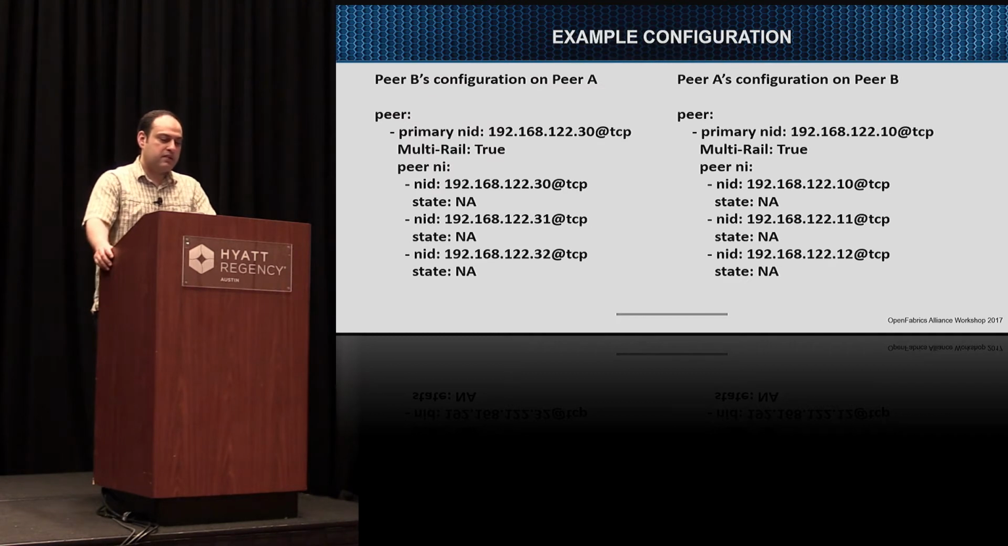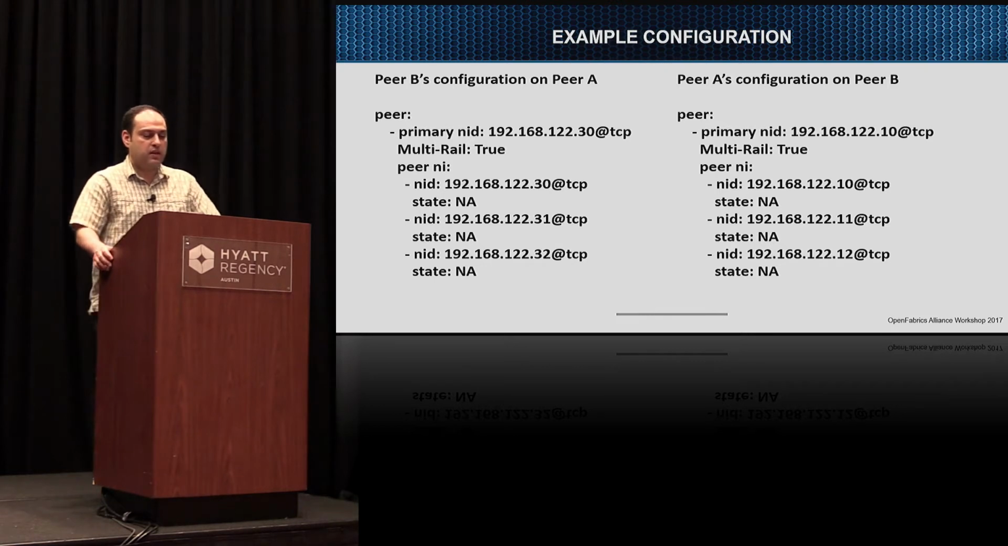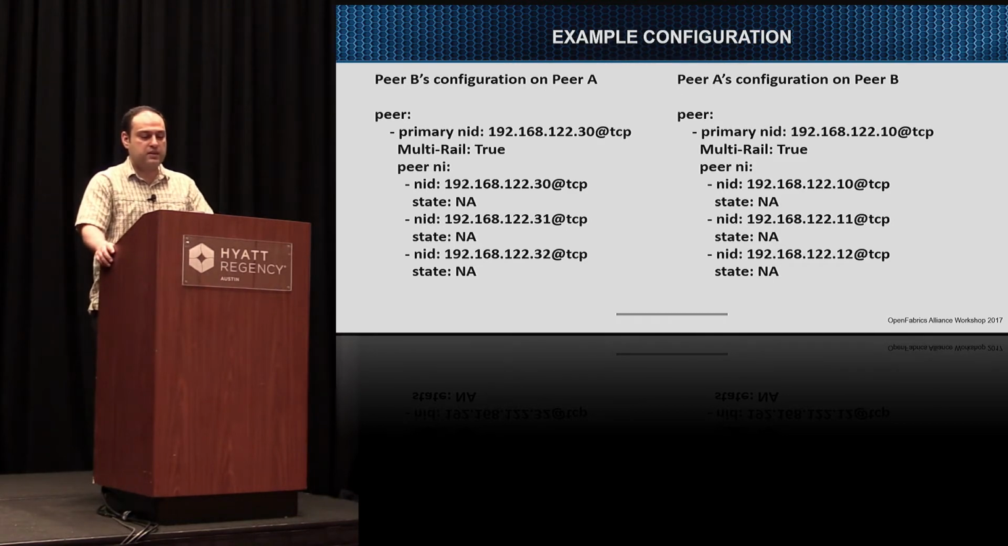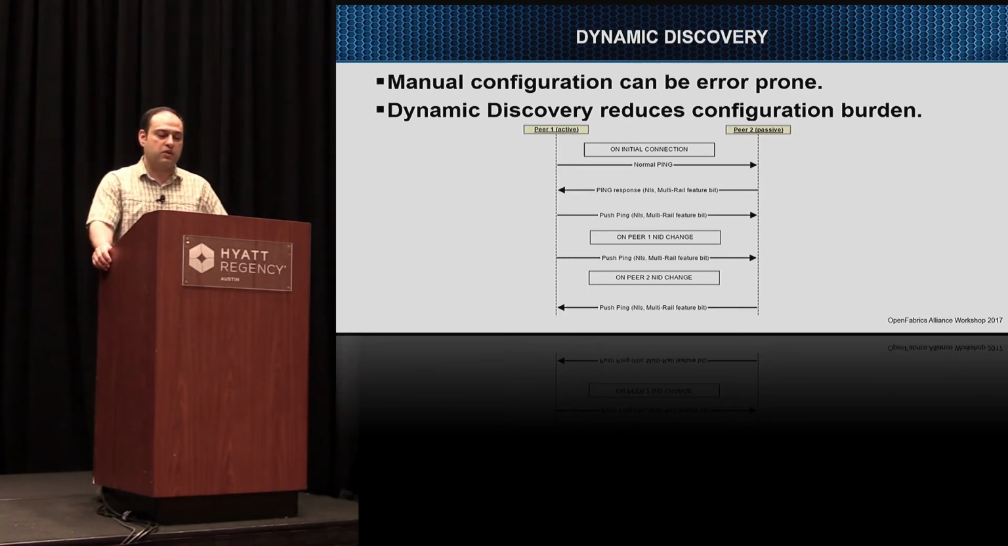So, for example, say you have two nodes, each one with three interfaces. For peer A, you want to configure peer B's interfaces on the right. And for peer B, you want to configure peer A's interfaces. Once that's done, each node knows the other peer's interfaces, and then it can talk to them, and it can utilize all of them. But obviously, if you have a really large cluster with thousands of nodes, configuring everything manually becomes a really error-prone process. So we wanted a way to reduce this configuration burden.